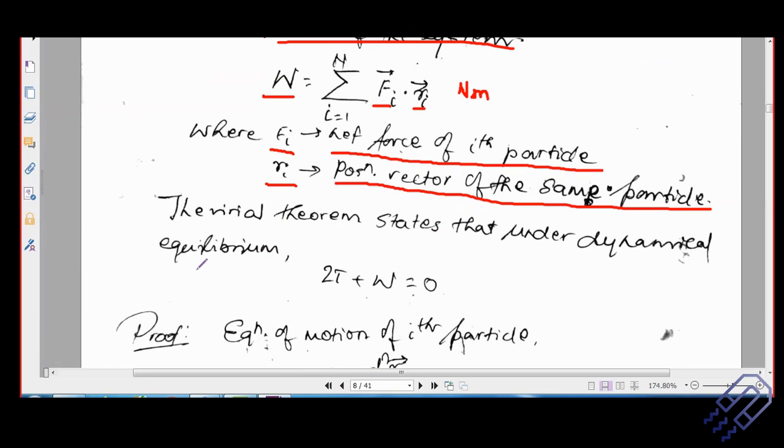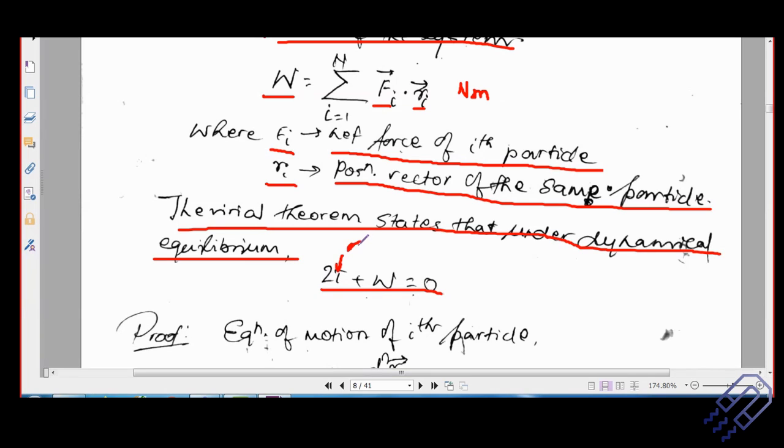The statement of the Virial theorem is very important because the question says state and prove. So the statement is: the Virial theorem states that under dynamical equilibrium, 2T plus W is equal to 0. What is this T? This T is nothing but the kinetic energy.